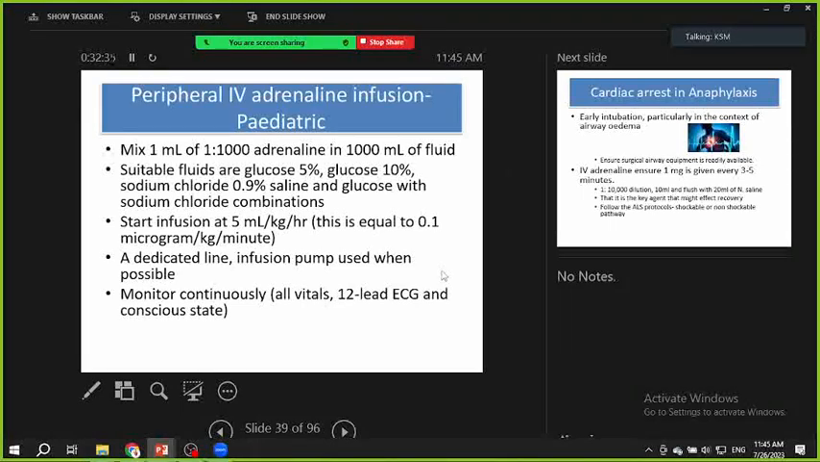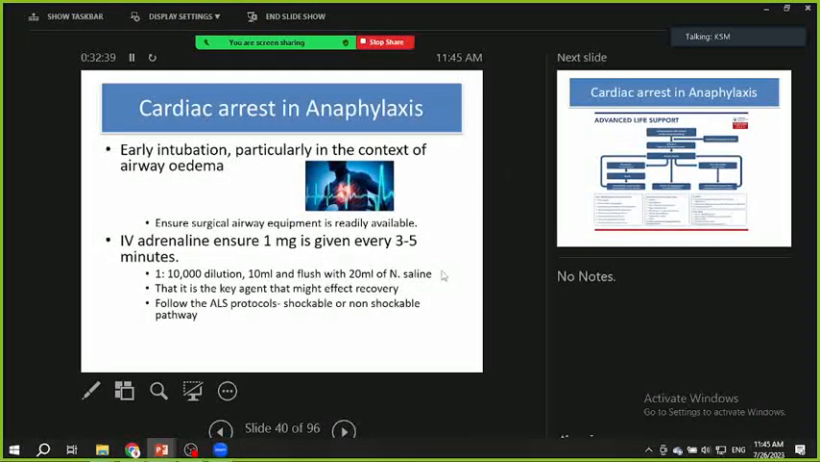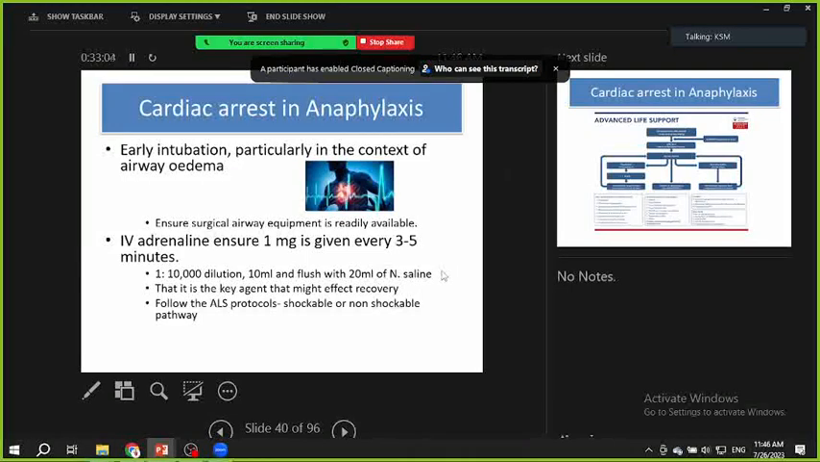But there are other ways of starting with infusion pumps. At that time you have to consult the specialist in that regard. So this is another entity which I am going to talk to you about: cardiac arrest in anaphylaxis. What do you do in cardiac arrest in anaphylaxis? Early intubation is particularly important according to the European Resuscitation Council guideline, and ensure a surgical airway is available. Nothing to do with 0.5 milligram IM adrenaline in this context.